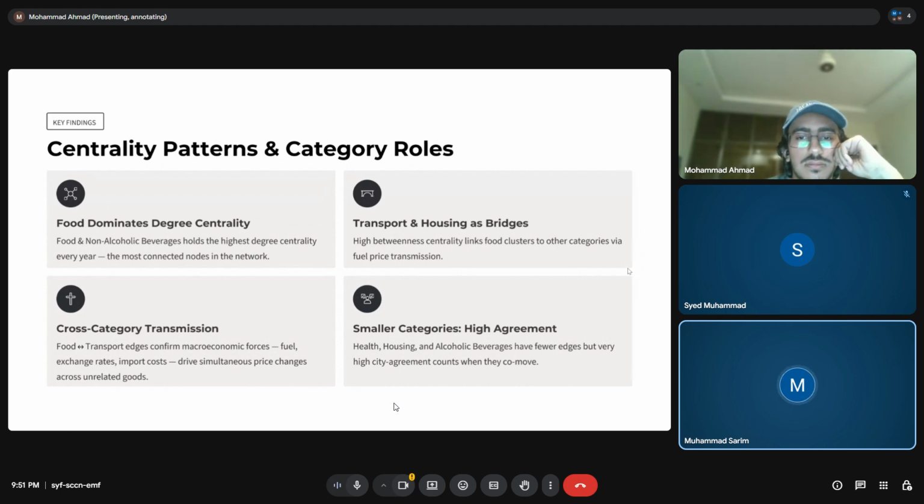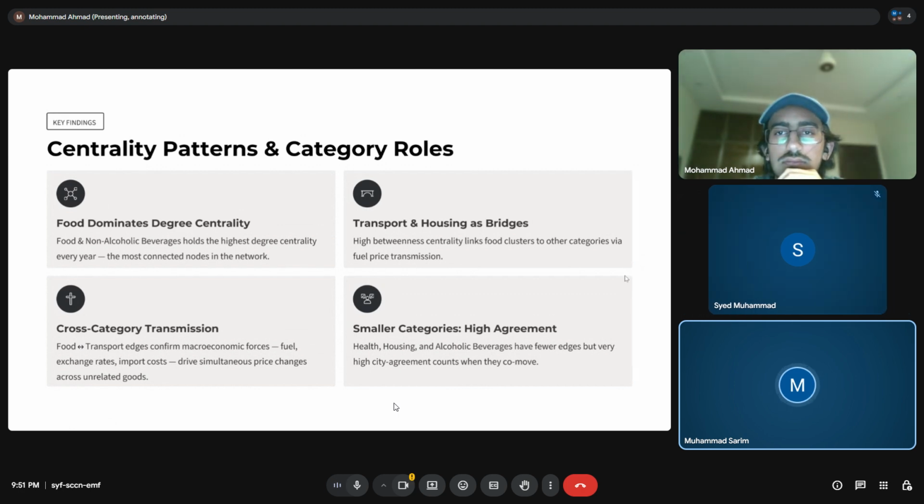And lastly but not least, smaller categories have fewer edges but higher agreement when they do connect. Think about health items or alcoholic items. These are only one or two items in the sub-items list, and they are very few in number. So compared to food or the other major categories, you may not find them very prominent in the graphs themselves.